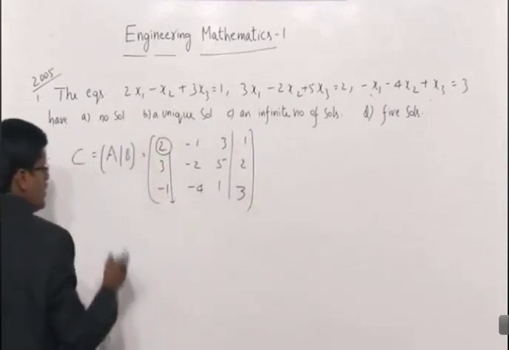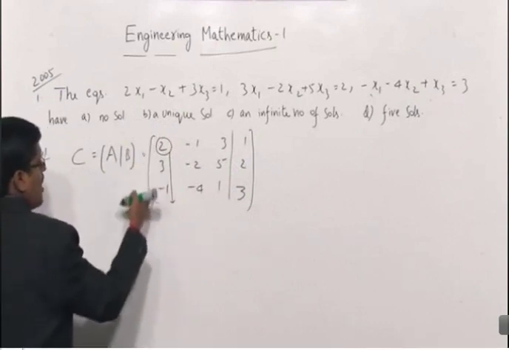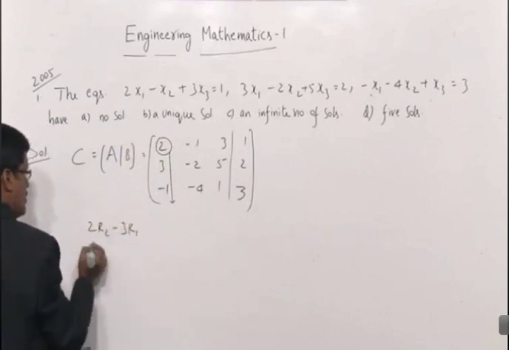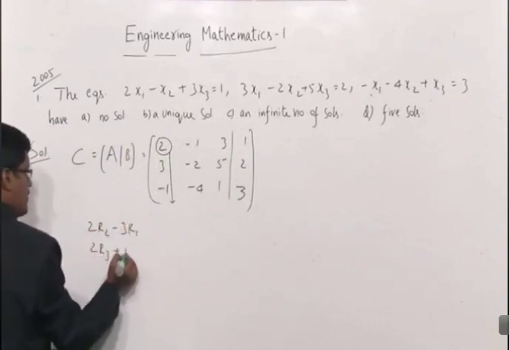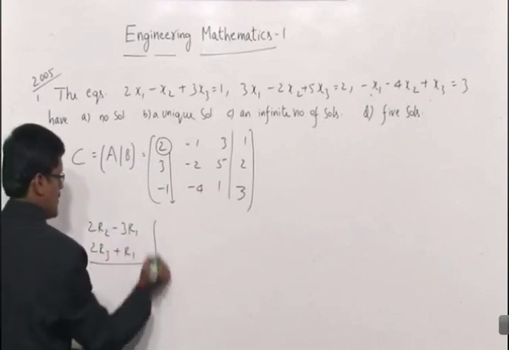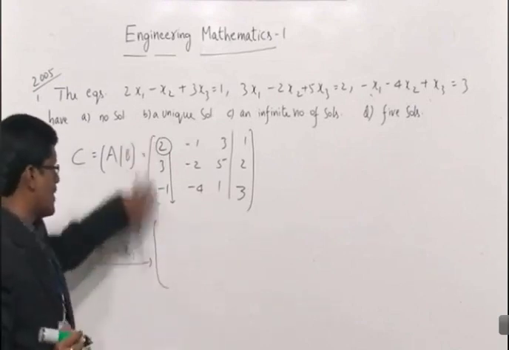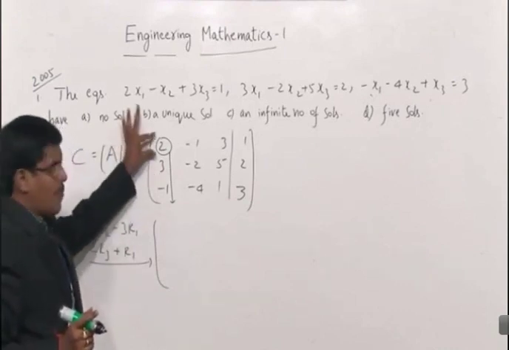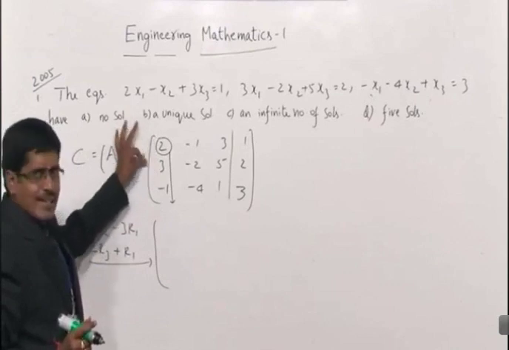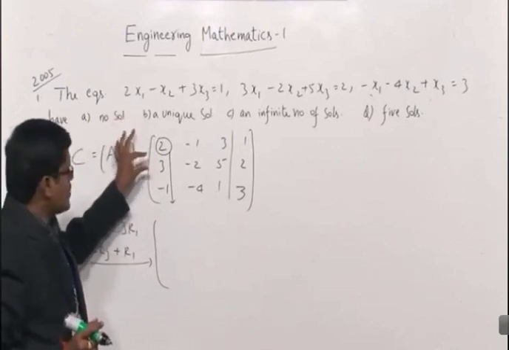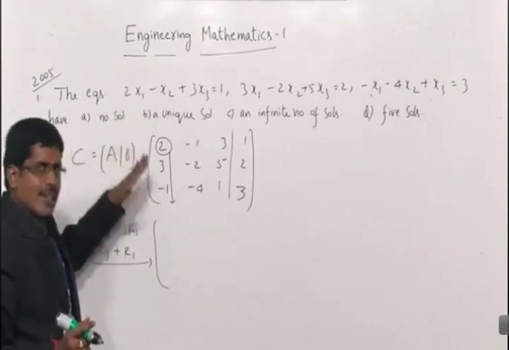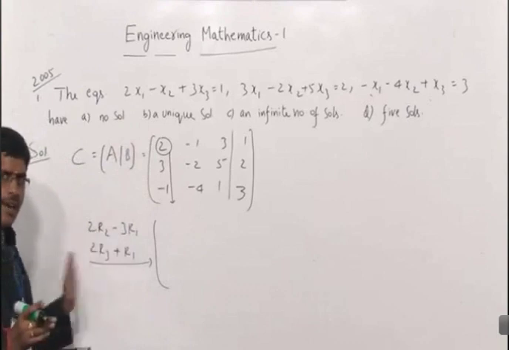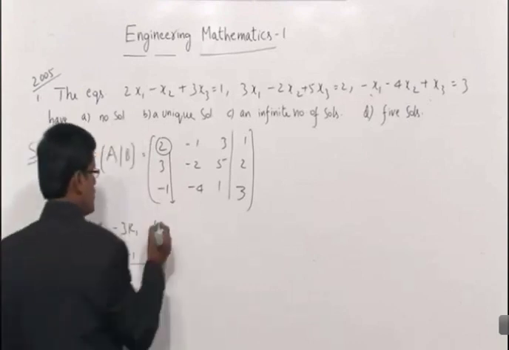Circle. Now reduce the problem into row echelon form. R2 with R1 operation, R3 with R1 operation. That means 2R2 minus 3R1, 2R3 plus R1. Using these operations, the matrix changes to the following. Whichever element you are making 0, with the help of the circled element, take the LCM. After finding the LCM, you should get that LCM number in both places. Multiply accordingly and then subtract or add depending on the situation.